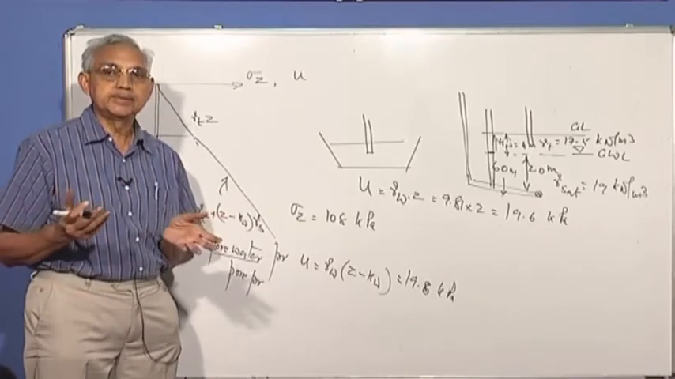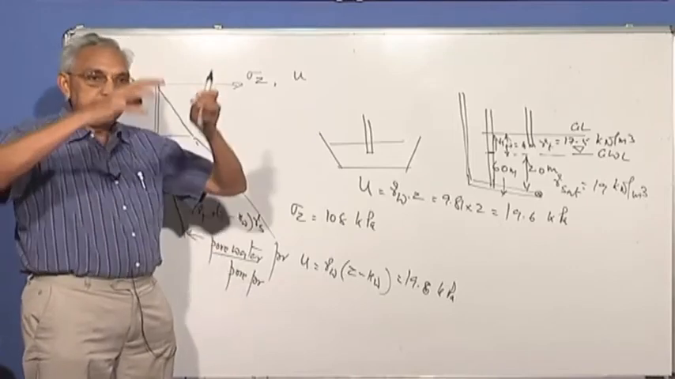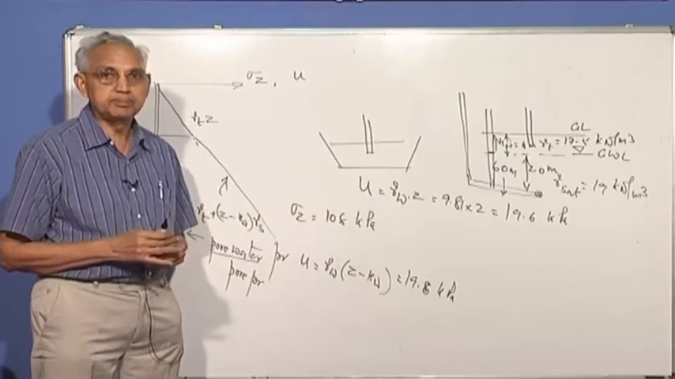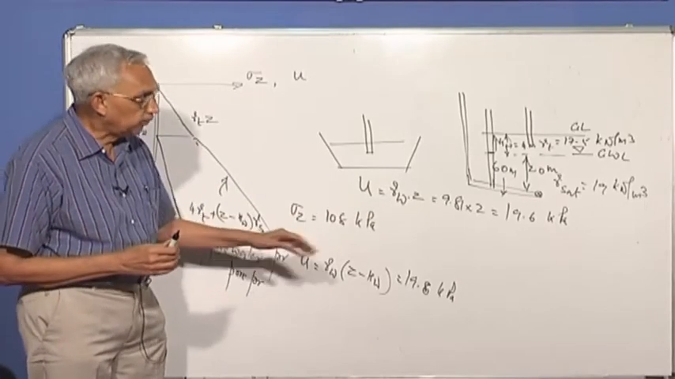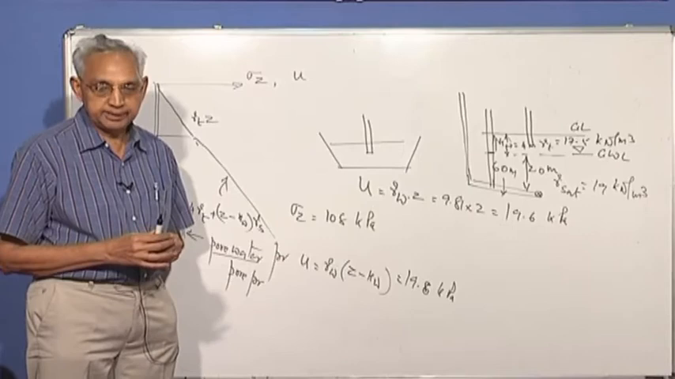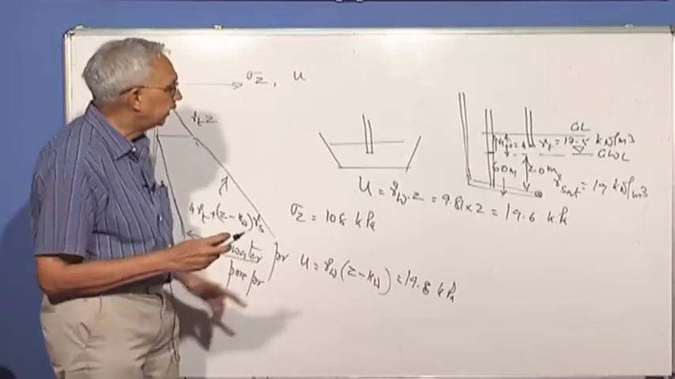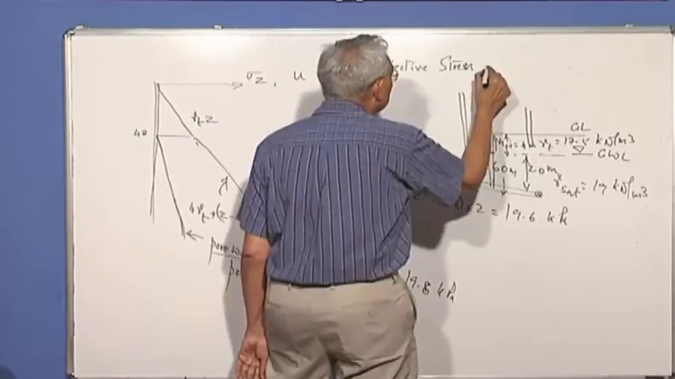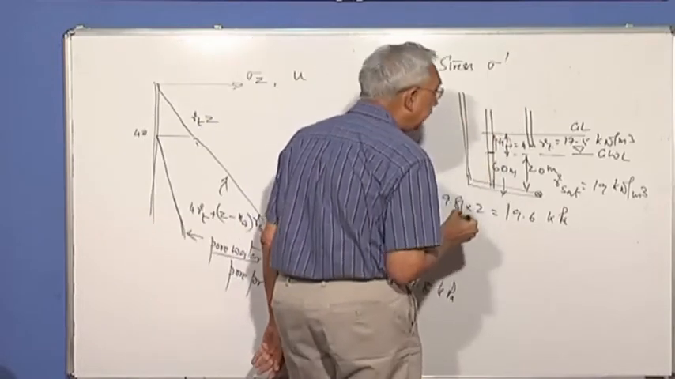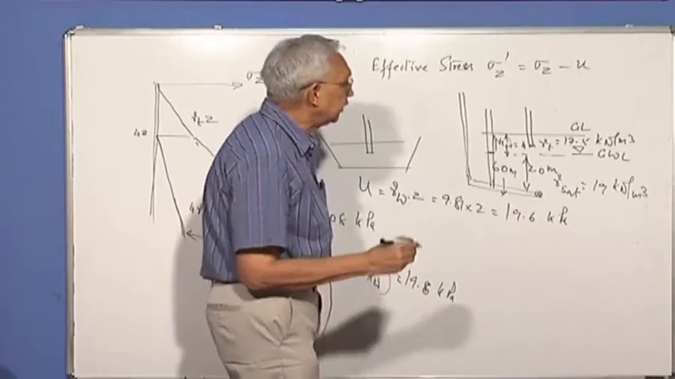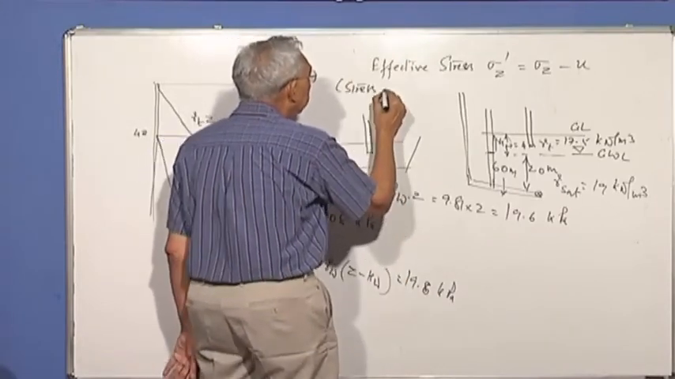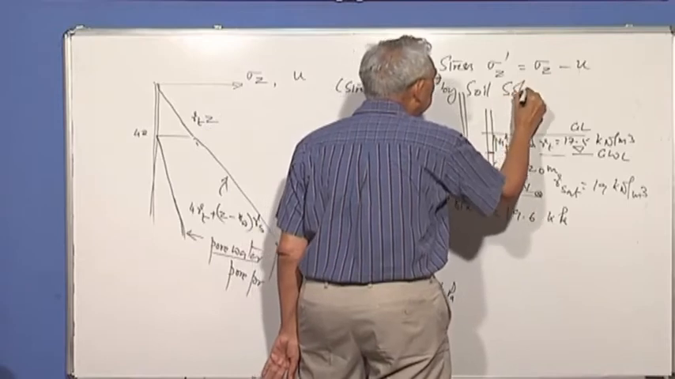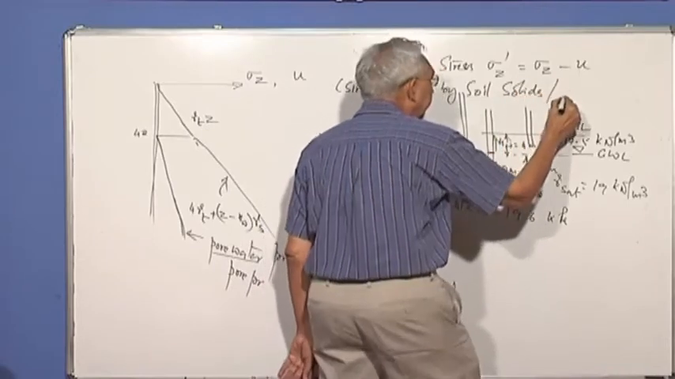Where is the other stress going? We have a total vertical stress of 108 kilopascal at a depth of 6 meters, and you find that the water is taking only 19.6. Then the difference between these two is called the effective stress, which we represent with a prime. What is effective stress? It is the stress carried by soil solids, or we can say grains.